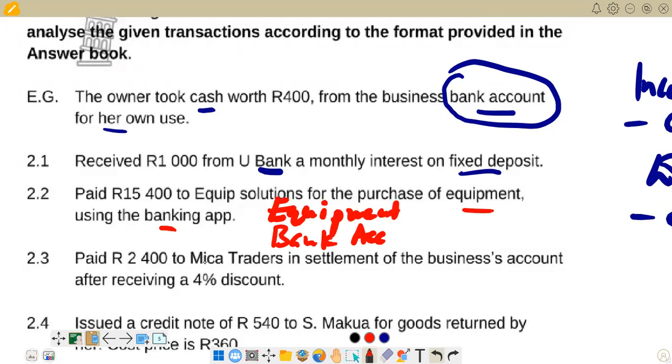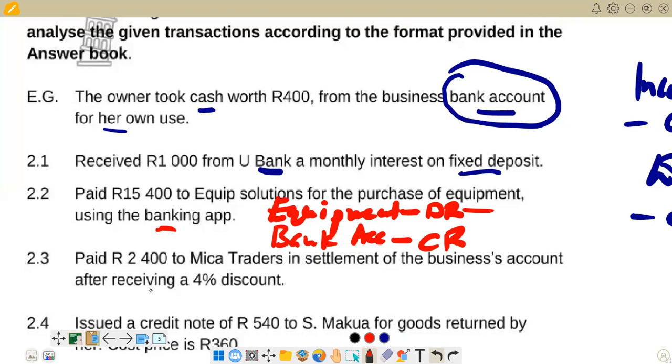Then we determine which one is going to be debited, which one to be credited. We are paying money through the bank, so money is going out of the bank. Whenever money is going out of the bank, we credit it, and when we are receiving money in the bank, we debit it. So in this case, money is going out of the business, so our bank is being credited, and the equipment we are receiving, we are debiting. So that's what we have.